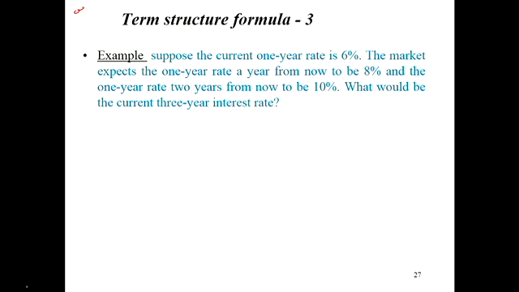So what is the 0R1 rate from this data here? What's the 1-year rate now? 6%. So we can shove that in there, 1.06. And what's the 1F1 rate? 8%. That's the one that applies a year from now for a year. So that one is 1.08. And what about this one here, the 2F1? 10%. So that's 1.1.